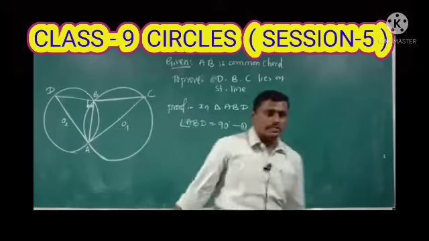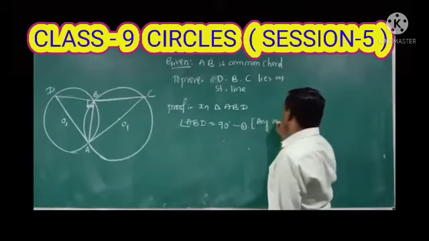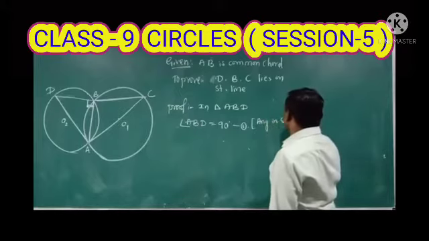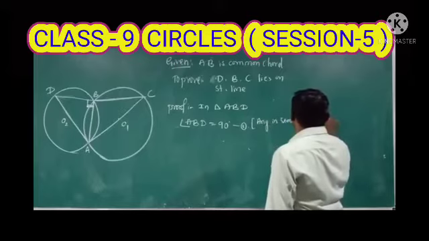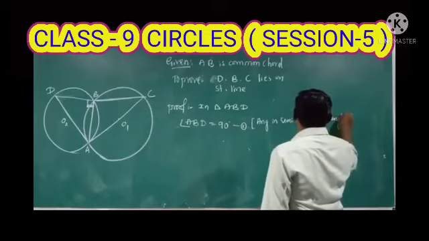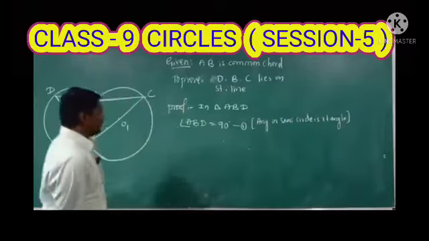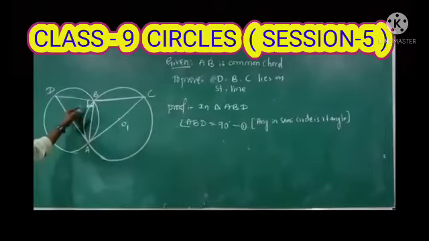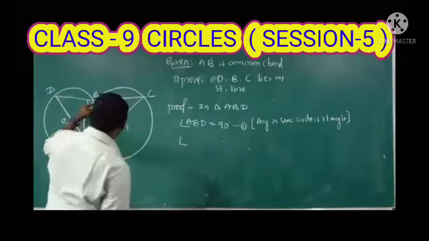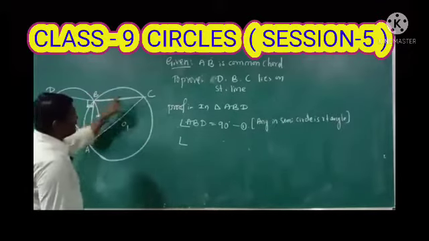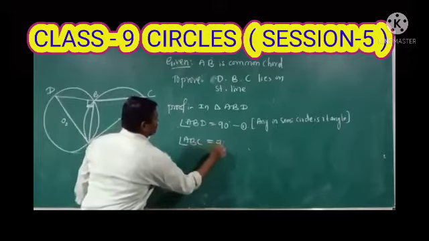Consider this as equation 1. Why? Because it is 90 degrees. So this angle is formed as an angle in a semicircle. Angle in a semicircle is a right angle, or the angle formed in the semicircle is always equal to 90 degrees. Can you take directly one more right angle? Angle ABC. Angle ABC is equal to 90 degrees.